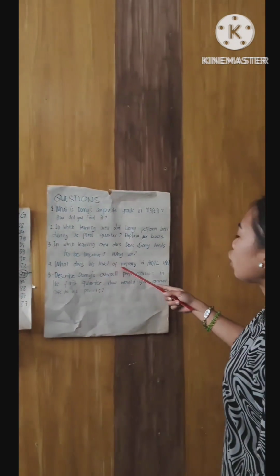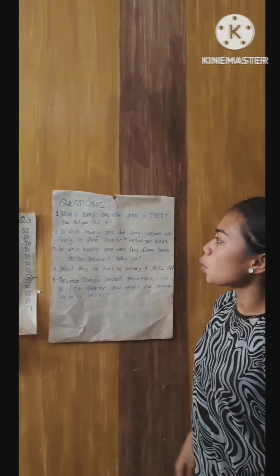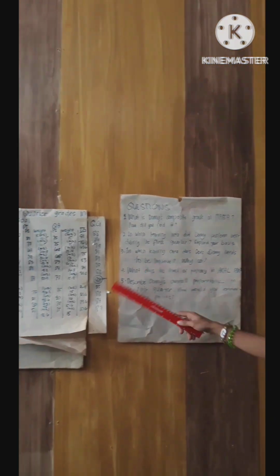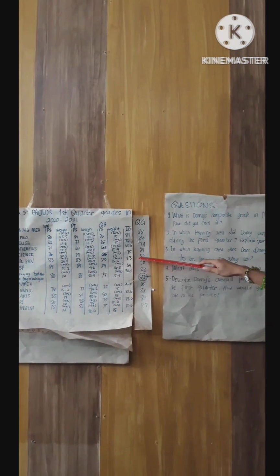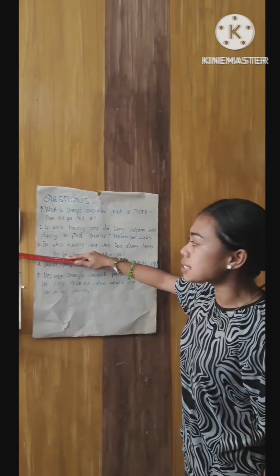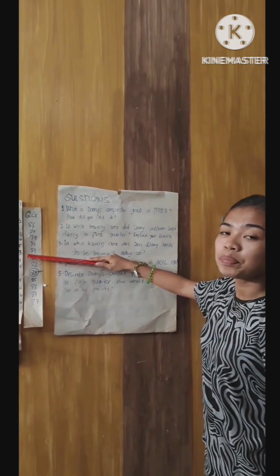What is his level of proficiency in Araling Panlipunan? So, Donnie's level of proficiency in Araling Panlipunan is average performance because he got a transmitted grade of 89. And 89 is a good grade and 89 is a pass descriptive rating.